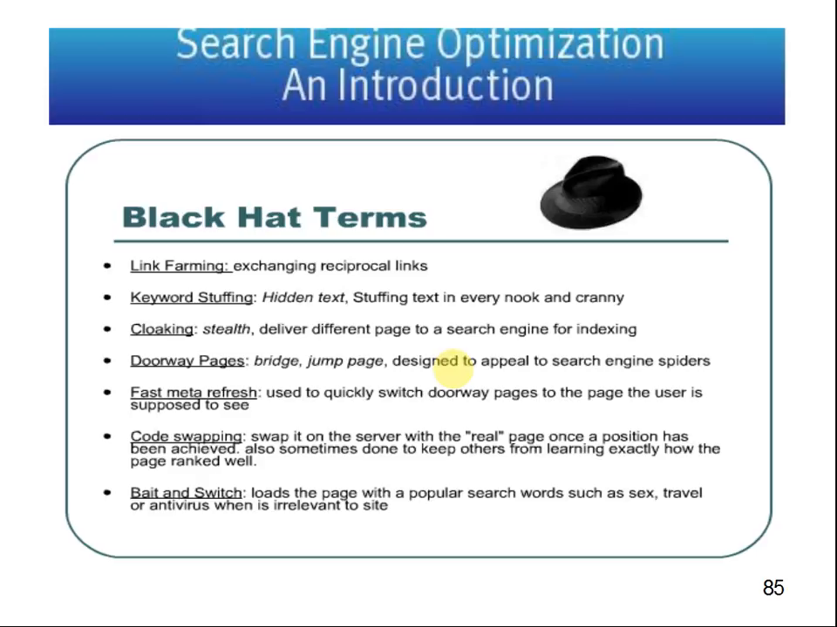Doorway pages, jump pages, fast meta refresh: used to quickly switch from doorway pages to the page the user is supposed to see. Simply it will vanish. Code swapping: swap it on the server with the real page once the position has been achieved, also sometimes done to keep others from learning exactly how the page ranked well. Bait and switch loads the page with popular search words such as sex, traveler, antivirus that are irrelevant to the site. You use these words for indexing and to bring people to your site, but the data is different. So these are the terms used.